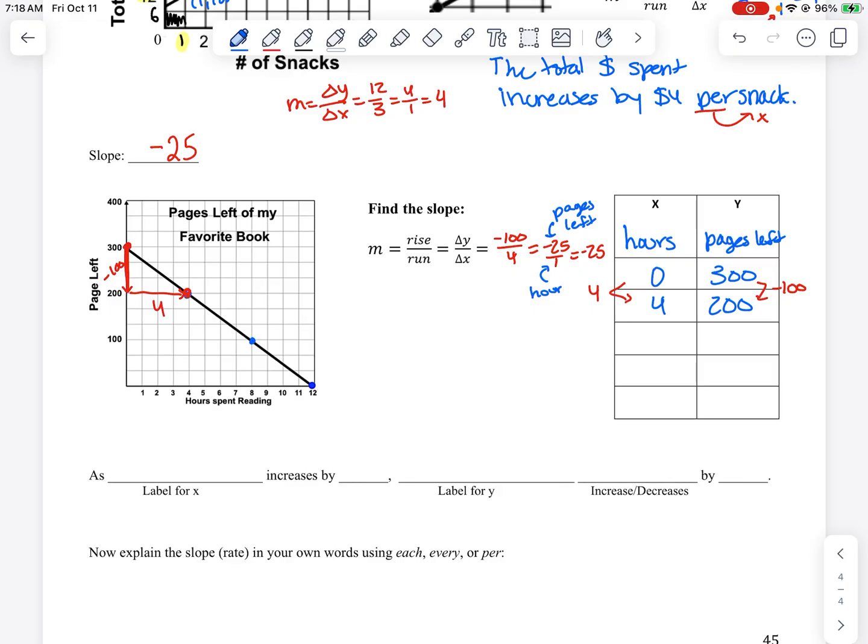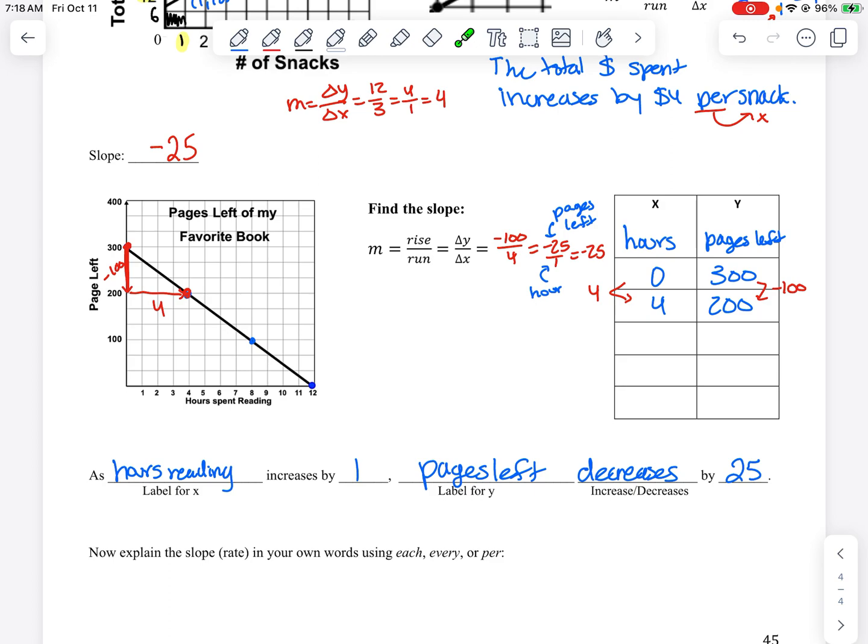If you're having trouble with the sentences, you can use this formula. As the label for x, so hours reading, increases by 1, the label for y, so pages left, figure out if it's increasing or decreasing, decreases by 25. This is more like we saw on the graphs without context. As the hours reading increases by 1, the pages left decreases by 25. That way you've used these labels. However, you probably don't always talk like that. You'd say, oh, my pages left goes down by 25 per hour, something like that.